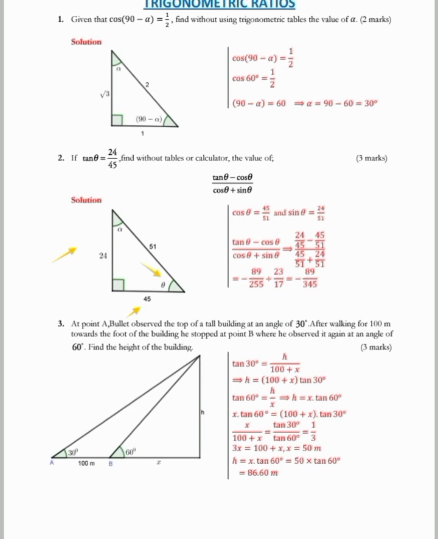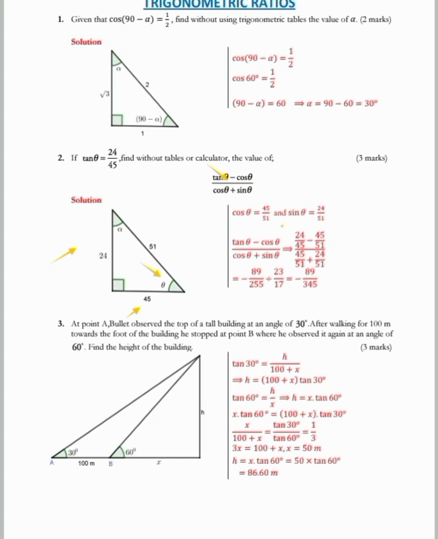So our question, we are supposed to find (tan theta minus cos theta) over (cos theta plus sin theta). We already have the first one, that is tan theta. Tan theta here is given by 24 over 45. That is what we have here.